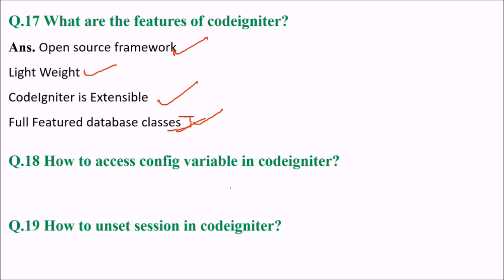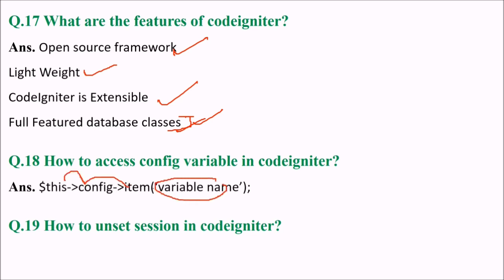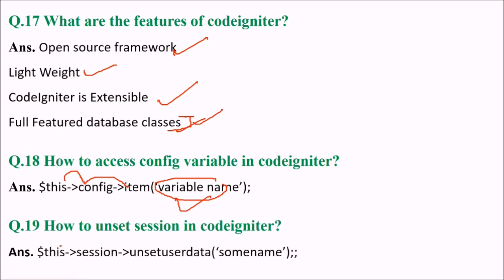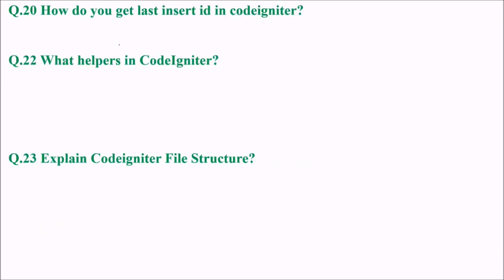How to access config variable in CodeIgniter? This config item, then you can give the variable name. This is how you access a config variable in CodeIgniter. How to unset session in CodeIgniter? For this, you can go to this session, unset user data, then the name of whichever session you want to unset.